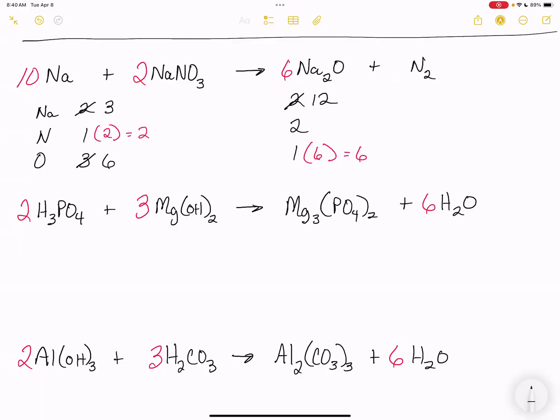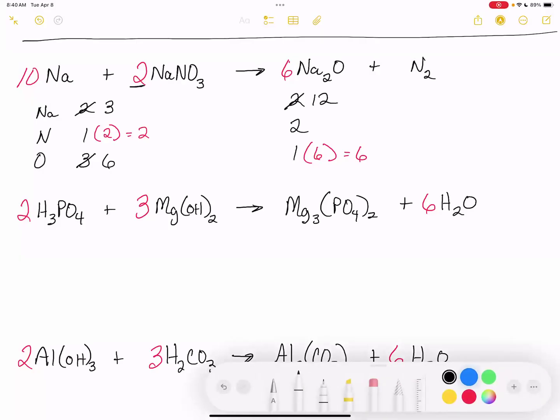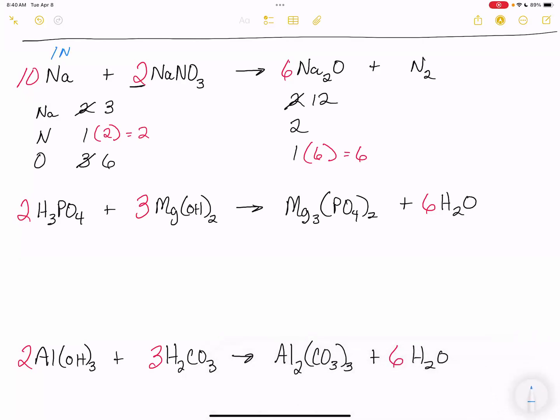When I balanced the nitrogens, that gave me 2 sodium nitrates, which altered not only the nitrogen, but it also altered the number of sodiums. At that time, there was 1 sodium from the first reactant and 2 sodiums from the second reactant. And so that was a total of 3 sodiums, and there were 6 oxygens.